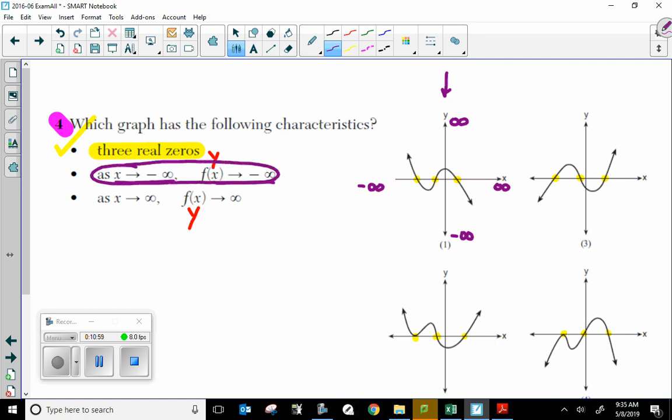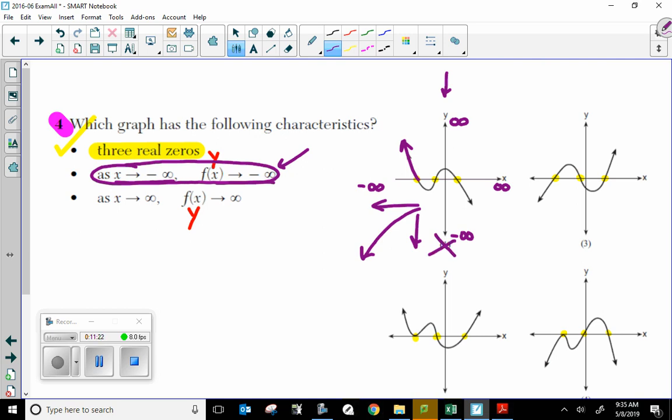As x goes to negative infinity, which means as it goes this way forever, y is going to go also to negative infinity, which means it will go this way forever. So that means it's going to go down and to the left. I should be going down and to the left based on this piece of information. Does graph 1 go down to the left? No, it goes up and to the left, so it can't be 1.